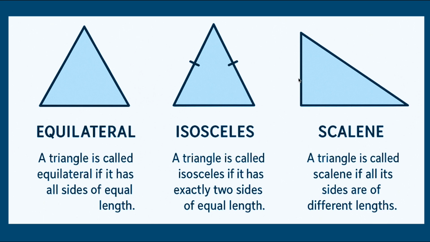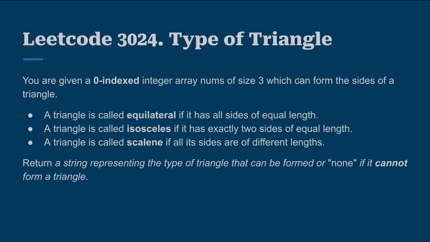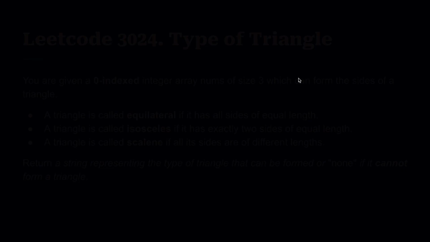The problem statement says we are given an array of 3 integers representing the lengths of the sides of a triangle, and our task is to determine whether it forms a valid triangle, and if so, what type of triangle it is. Either it is equilateral, isosceles, or scalene. If it doesn't form a triangle, we have to return none. Okay, so let's go to the code and understand it.